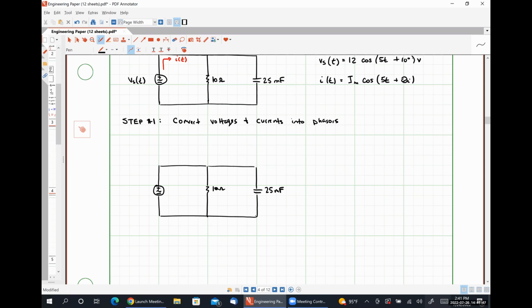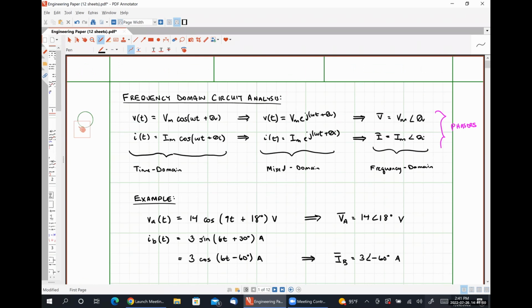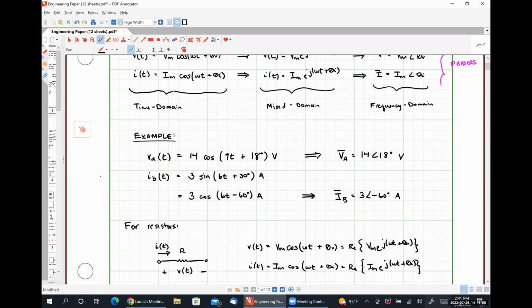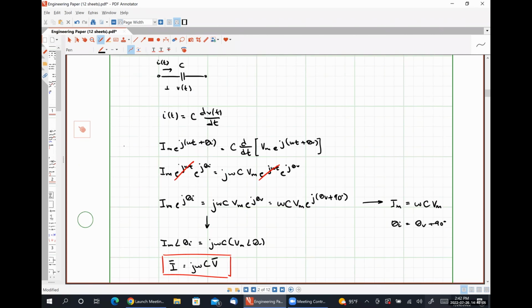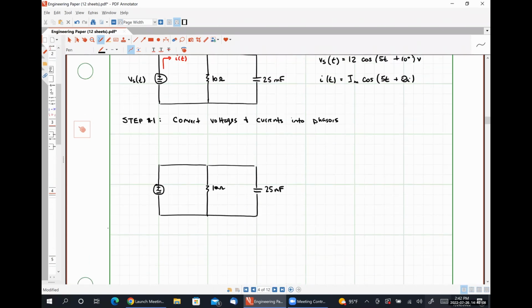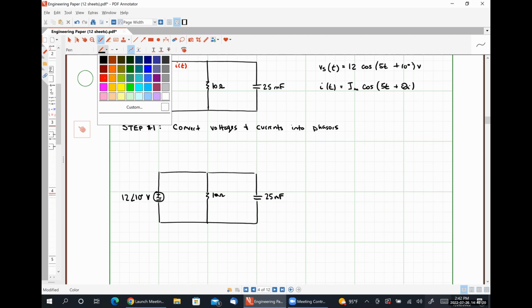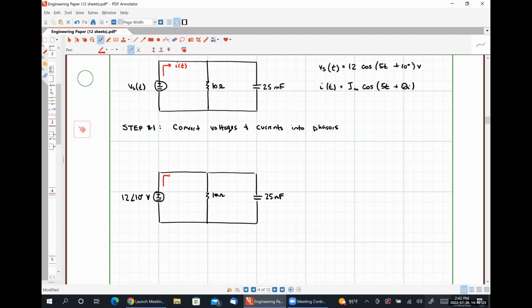So nobody's answering. So let's scroll back up to the first thing that we covered today. How did we do it in this example problem? We kept the magnitude and we kept the phase angle and we threw away everything else, okay? Our magnitude is 12, our phase angle is 10, so our phasor voltage is just 12 angle 10 degrees volts. The phasor current we're looking for is now just phasor current I, and we're done with step one.